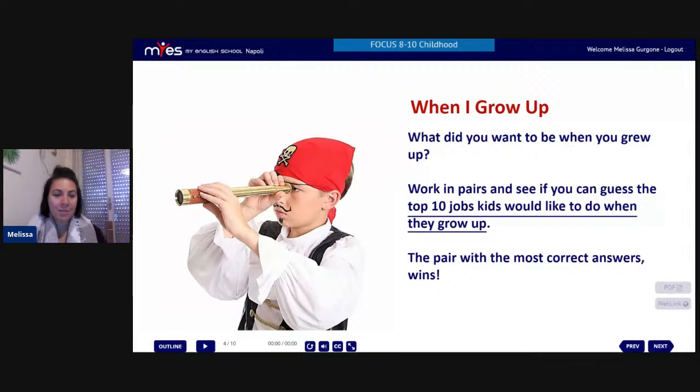And the next one says work in pairs. Well, for us, we will work on our own. And to see if you can guess the top 10 jobs that kids would like to do when they grow up. So in the chat, just put any ideas that you think are the most popular jobs that kids wish for when they grow up. What do you think?